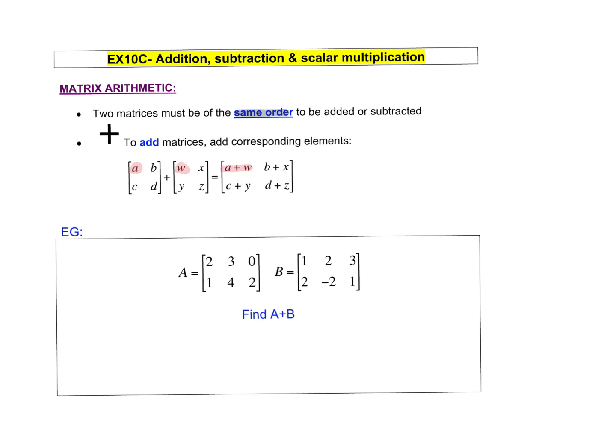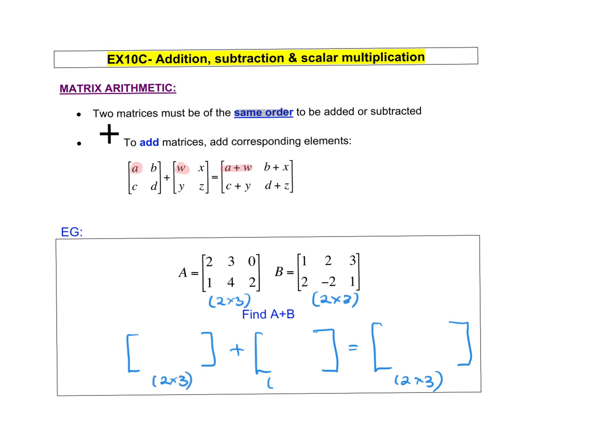So if I did this example down here, first of all, I can see this has an order of 2 by 3, and so does B, a 2 by 3. So if I'm going to add matrix A with B, we're going to add them together, and the answer will be the same order, of course, because they have to be the same, and you're going to add the same element spots. I'm just going to write this out.